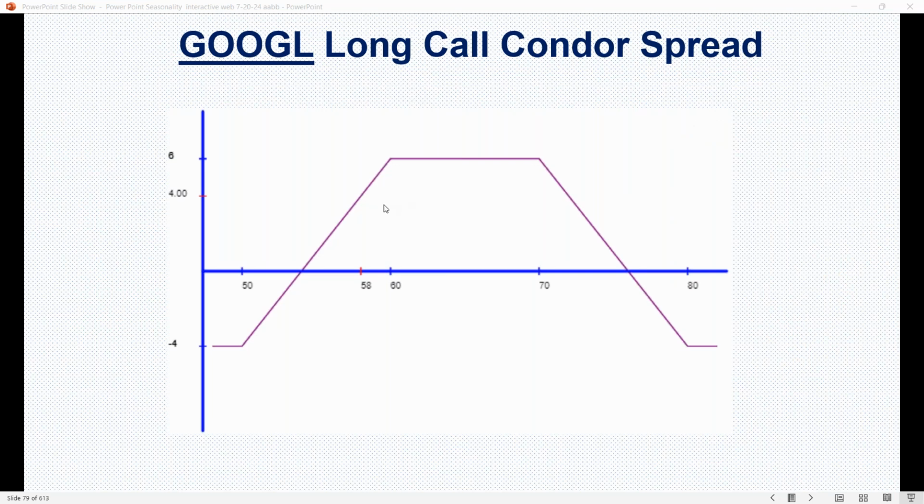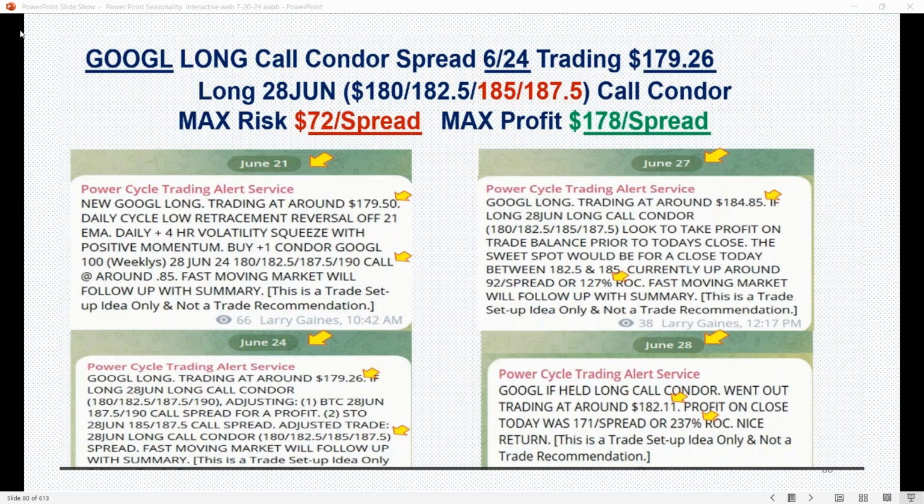So here's one that we did recently. This was a Google long call condor. You can see here what it looks like when the alert goes out. This was sent out on the 24th of June. It was traded at 179.26, and I sent out a new Google long, doing this condor at 180.82, 187.5, 190. So I did that and sent that out.